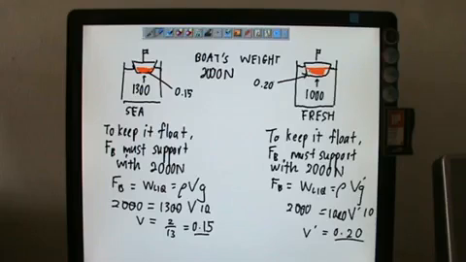Okay, so this is the conclusion. Even in cold water and hot water, cold water is more dense, so the ship actually floats better than in hot water. Hot water is less dense, so the ship will sink more into the water.